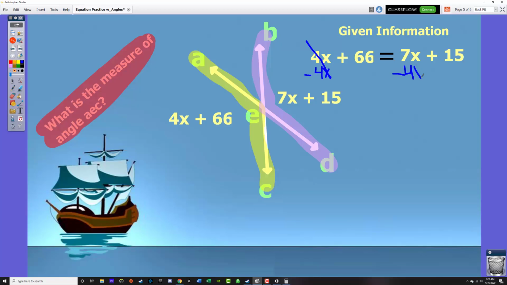And then I'm going to subtract 4x from this side too, because whatever you do to one side of an equation, you must do to the other. So that means we're going to have 66 is equal to 7x minus 4x, which is 3x. And then the plus 15, we didn't do anything with, so it just moves straight down.